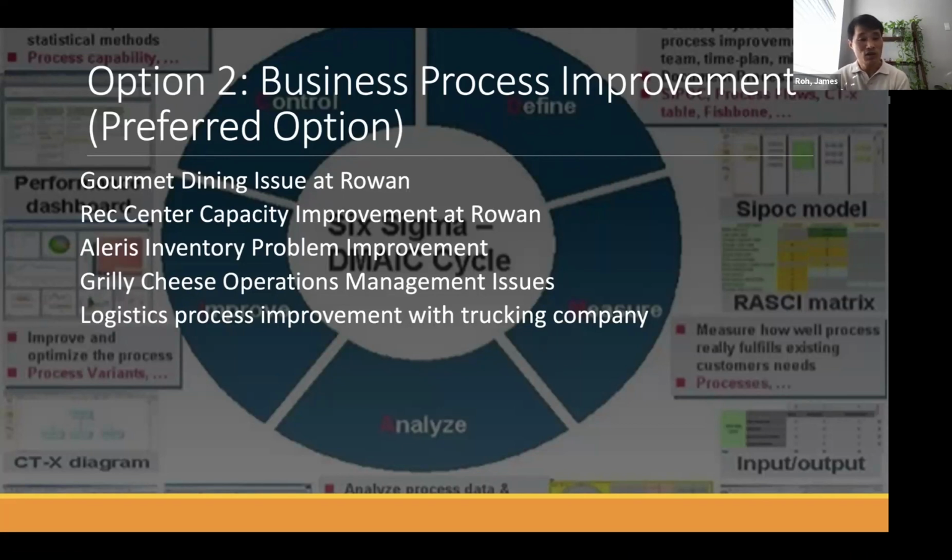I found that there is a Fortune 150 company in the back of Rowan University, that's Alluris. And Alluris had an inventory problem, and a team of students tackled this issue. And other groups did grilled cheese operations and logistics process improvement with a trucking company. So these are done before.